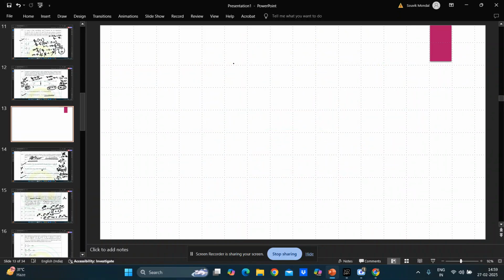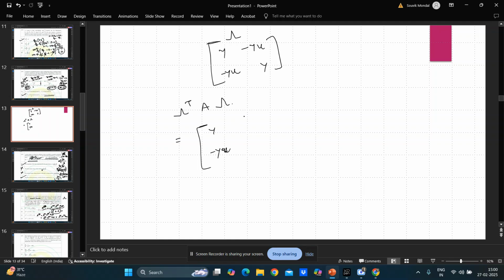Okay, the Lorentz matrix form. So what is the Lorentz matrix? The Lorentz matrix is gamma, minus gamma v, minus gamma v, gamma. This is the lambda matrix. So lambda transpose A lambda, you have to do this. Lambda transpose is simply gamma, minus gamma v, minus gamma v, gamma. What is your A matrix? A matrix is P, 0, 0, Q. And what is your lambda matrix? Lambda matrix is gamma, minus gamma v, minus gamma v, gamma.